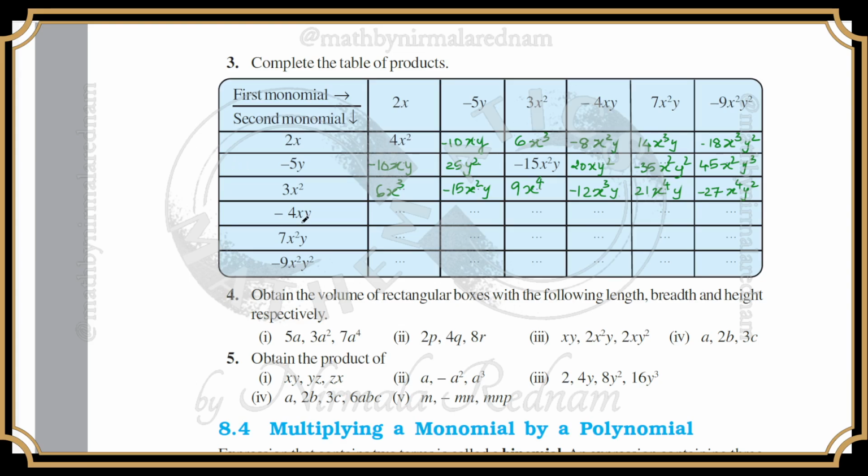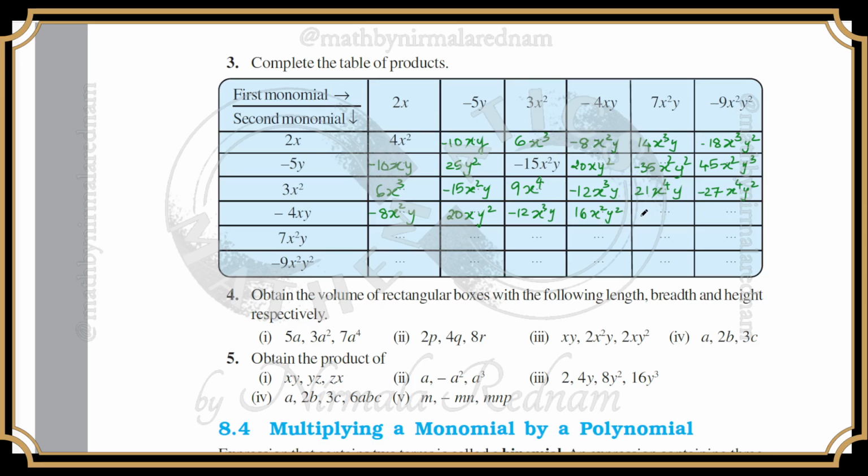Next I have minus 4 into 2 is minus 8. Minus x into x is x square and 1 y. And then minus 4 into minus 5 is 20. I have only 1 x and 2 y's. So x y square. Minus 4 into 3 is minus 12, right? And I have x into x square will give me x cube and then a y. Minus 4 into minus 4 is 16, x into x is x square, y into y is y square.